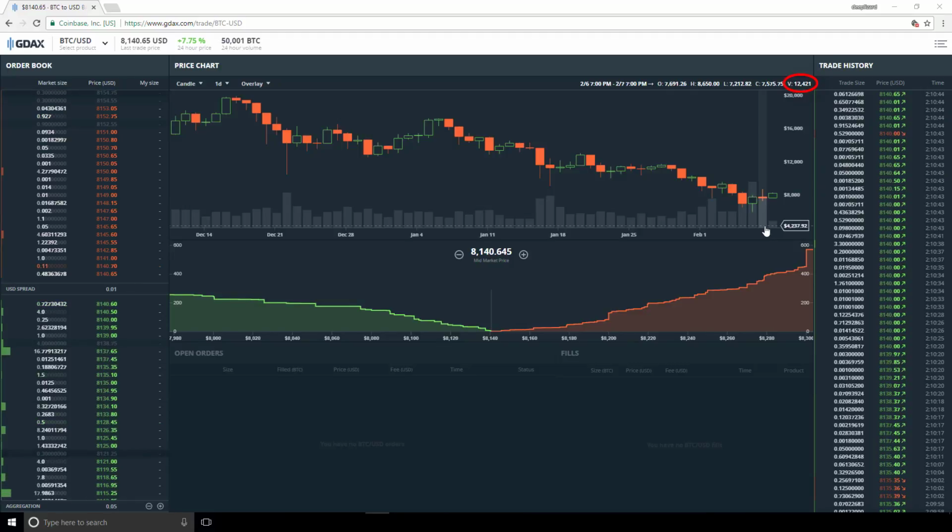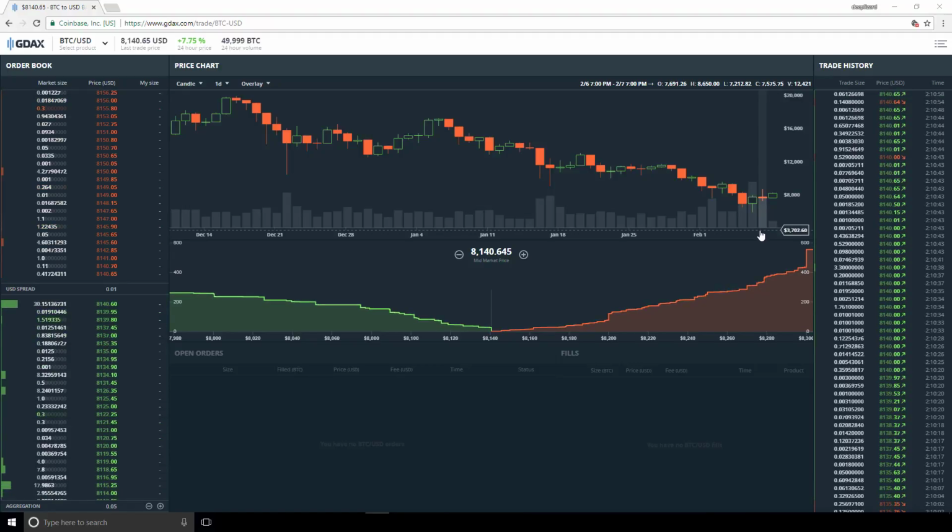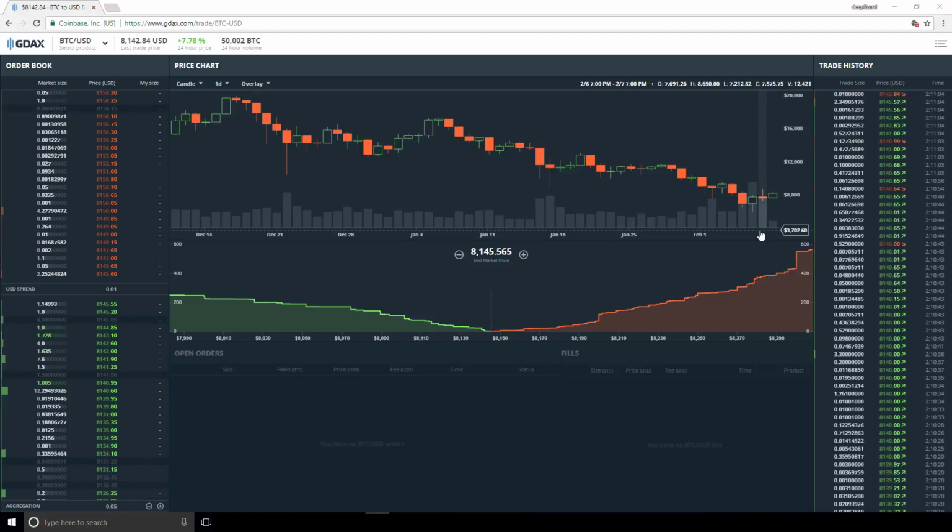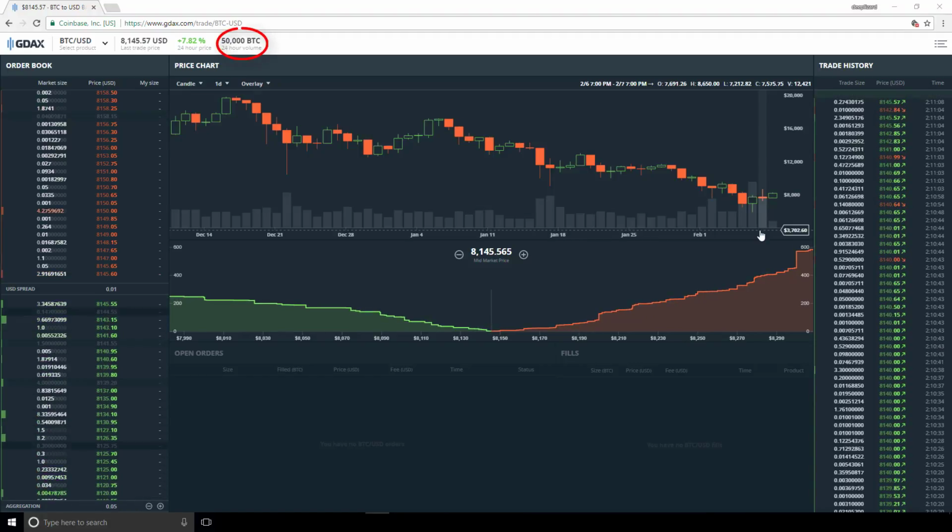was 12,400. So adding these two up, we get about 15,000 BTC traded as stated on the price chart. However, the 24-hour BTC volume says 50,000. That's quite a bit more than what we're seeing on the price chart.